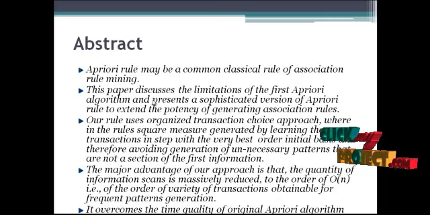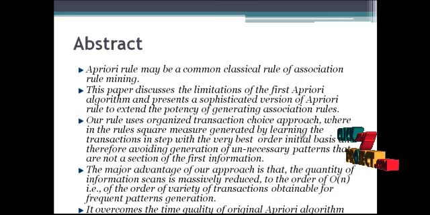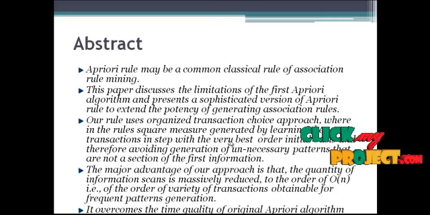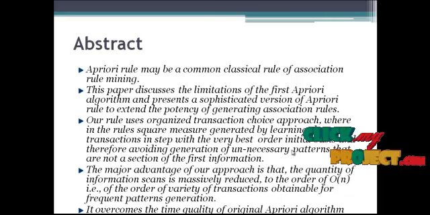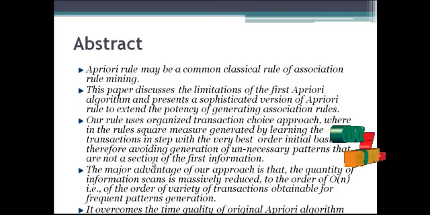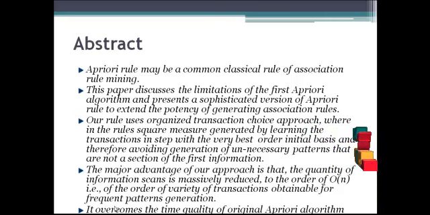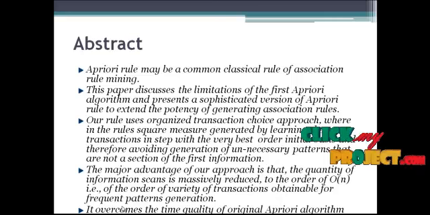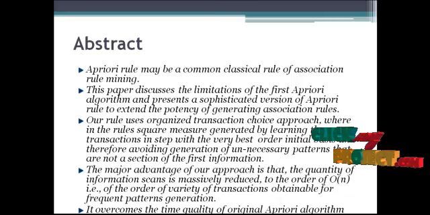Our rule uses an organized transaction choice approach, wherein the rules are generated by learning the transactions in step with the highest order, initial basis, and therefore avoiding generation of unnecessary patterns that are not a part of the original information. The major advantage of our approach is that the quantity of information scanned is massively reduced to the order of O(n), that is, of the order of the number of transactions obtained for the frequent patterns generation. It overcomes the time complexity of the original Apriori algorithm, which is of the order O(2^n).